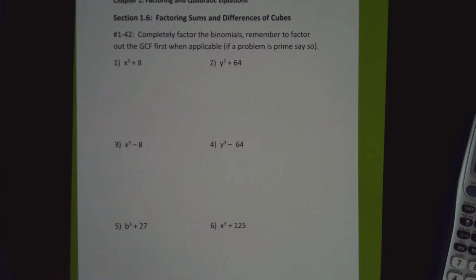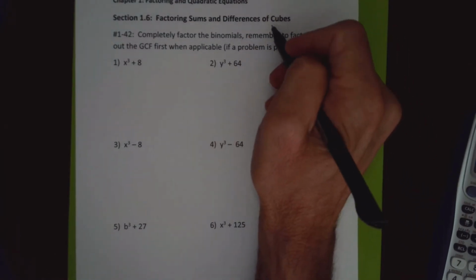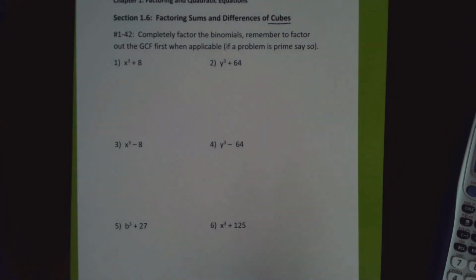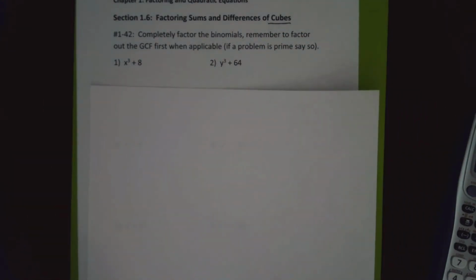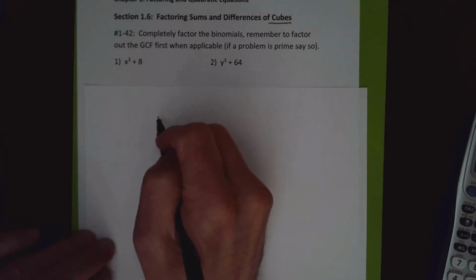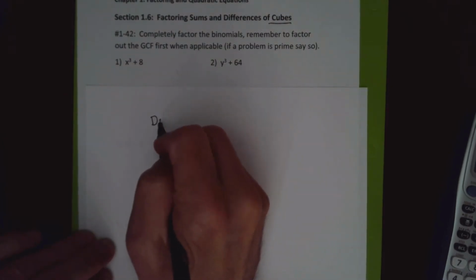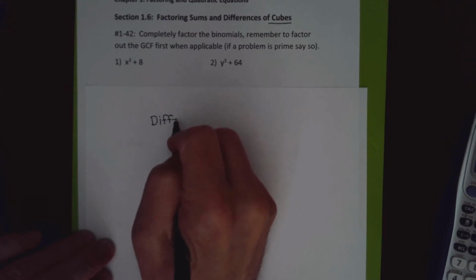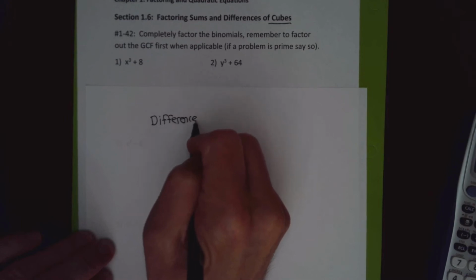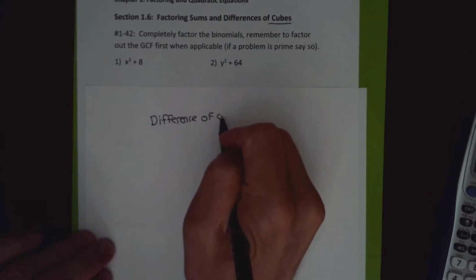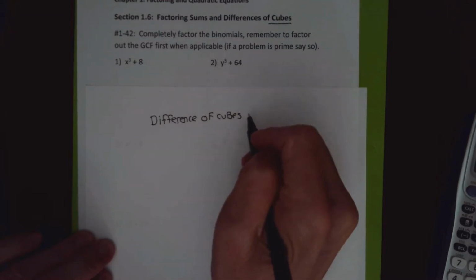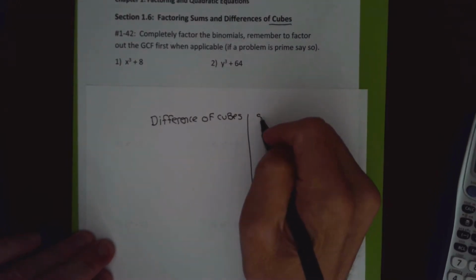Section 1.6 is the second section in a row where each of the problems we're going to be asked to factor has two terms. I separated the sections specifically because in section 1.5 we were dealing with squares, and in section 1.6 we're dealing with cubes. In order for a problem to be a cube, it needs to meet a couple of different criteria. And in the world of cubes, just like in the world of squares, we have sums and differences of cubes.